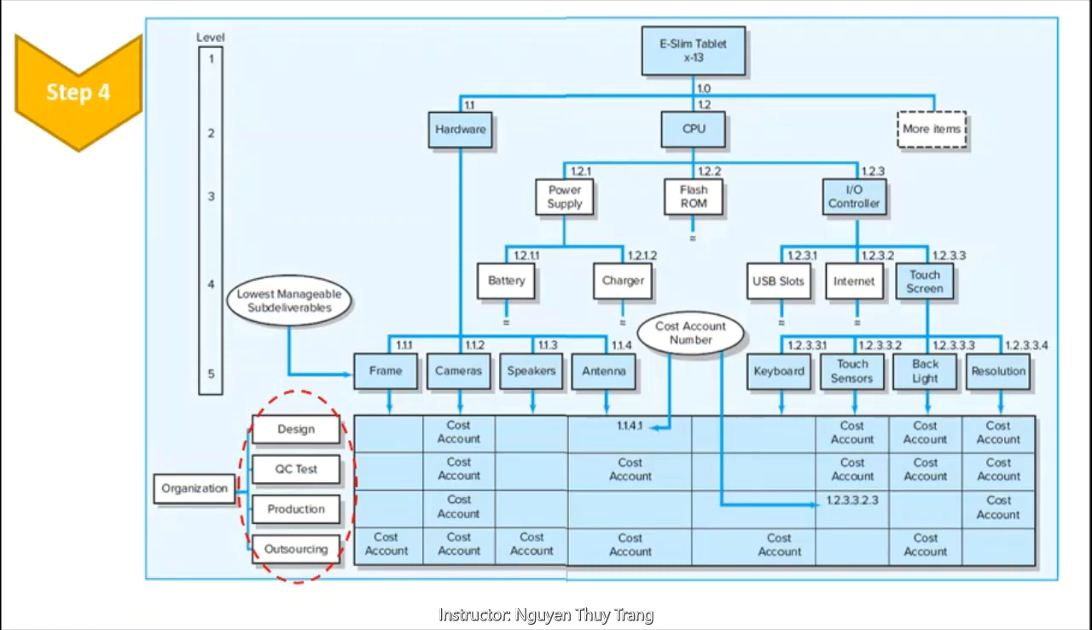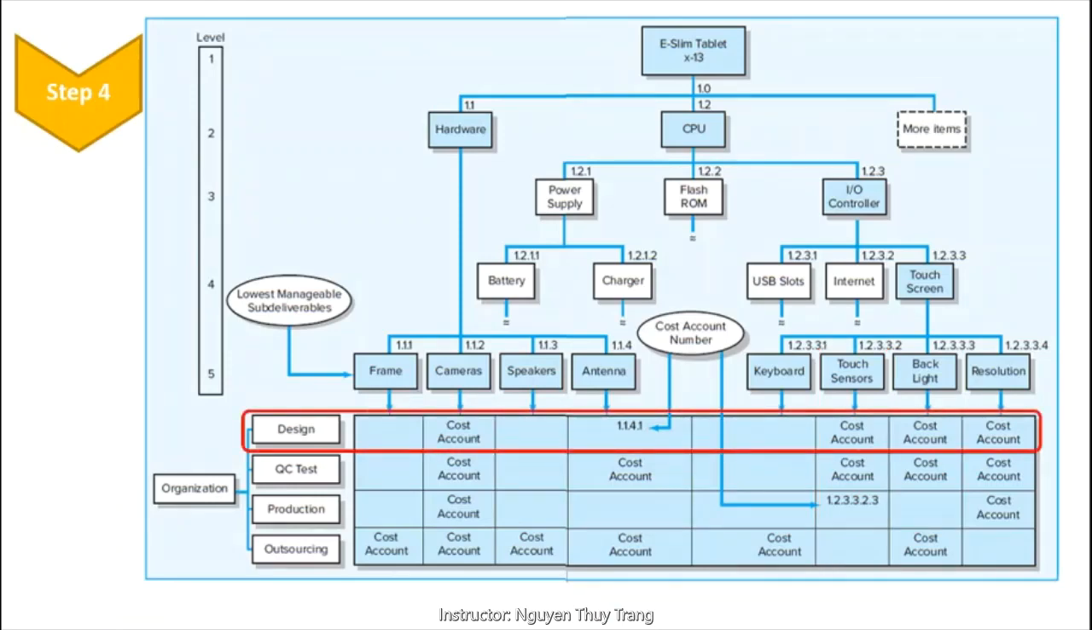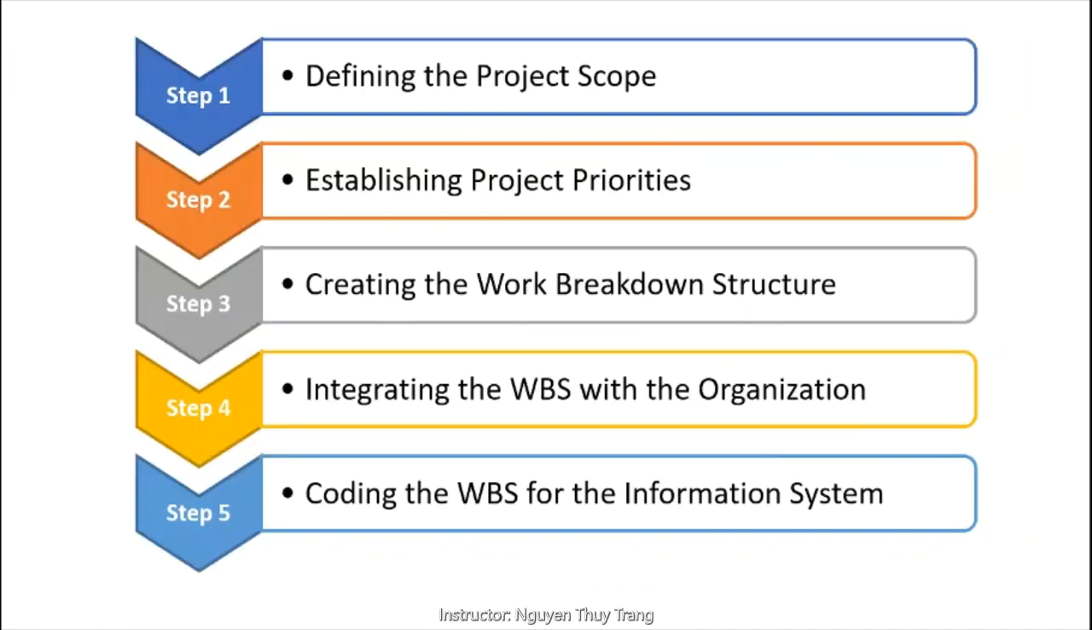For example, at level 5, touch sensors has 3 work packages that have been assigned to the design, quality control, test, and production departments. In the execution phase of the project, progress can be tracked vertically on deliverables and tracked horizontally by organization responsibility.